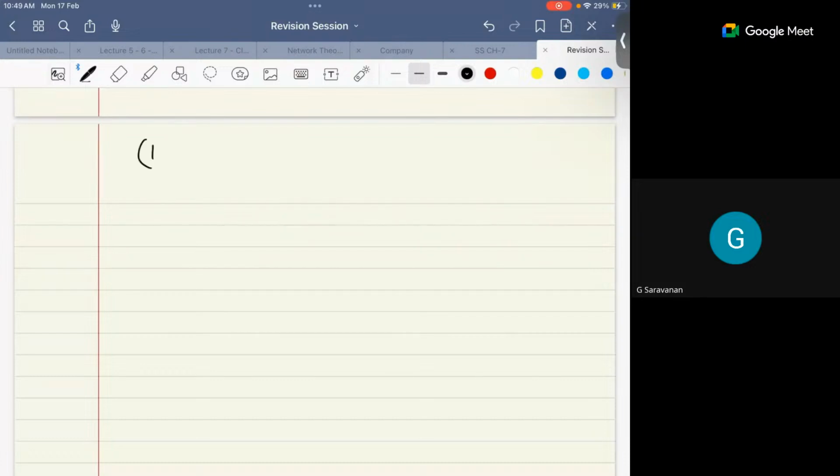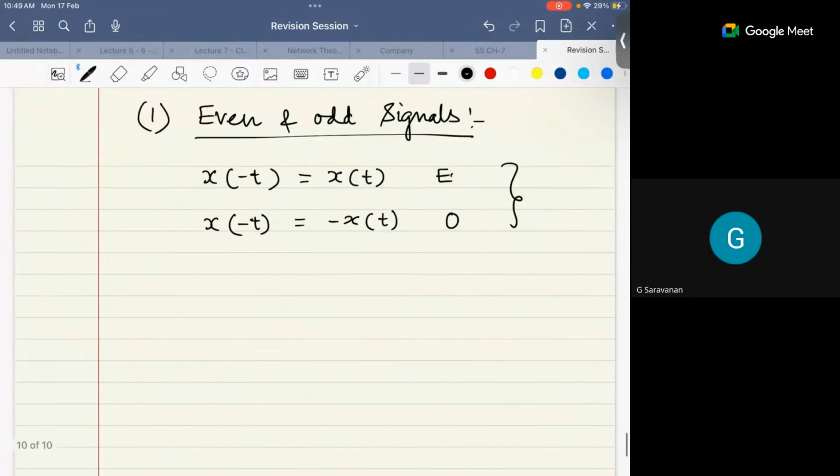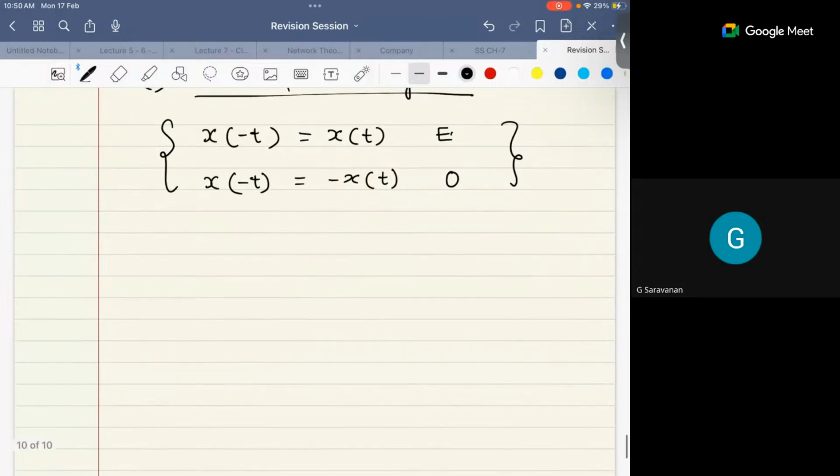The first one is even and odd signals. You already know x of t. If x of minus t is equal to x of t, this is even, and if x of minus t is equal to minus of x of t, then this is odd. But mostly this type of question won't come, whether the signal is even or odd. Any signal will be given to you, and then you have to find out the odd part and the even part of it. That will be asked to you.